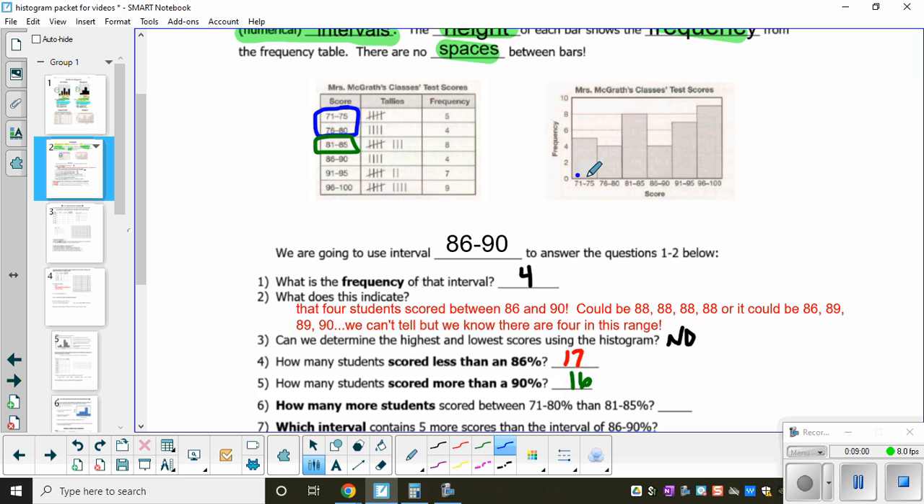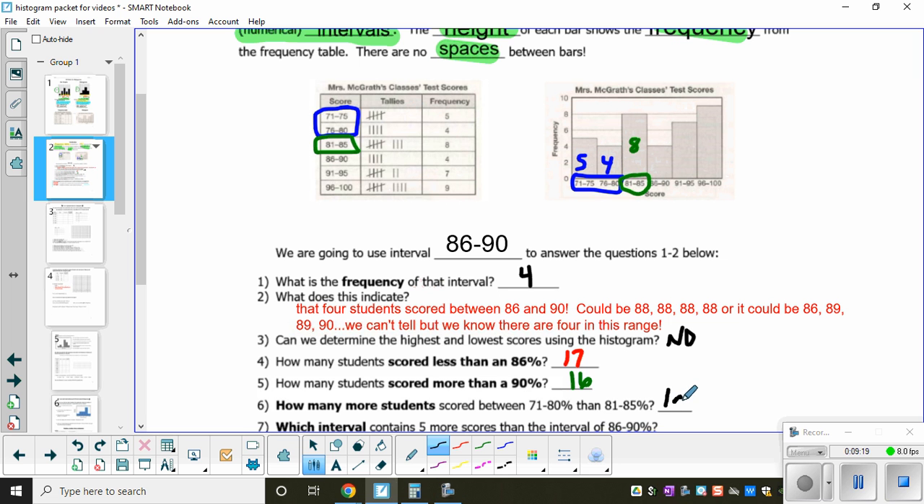So again, 71 to 80 is everything here. It's these 5 and these 4. So we've got 9 versus the 81 to 85, which is right here, which was the 8. So how many more in this blue category versus this green category? It looks like there's just one more.